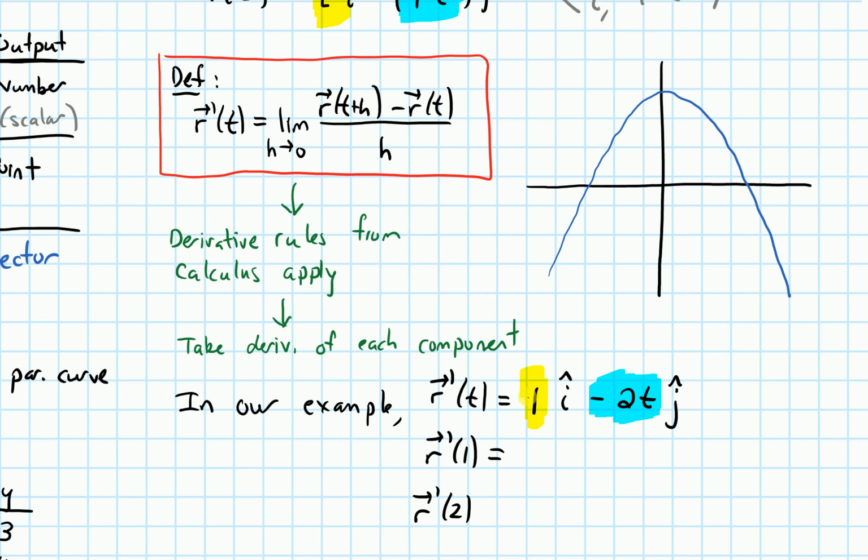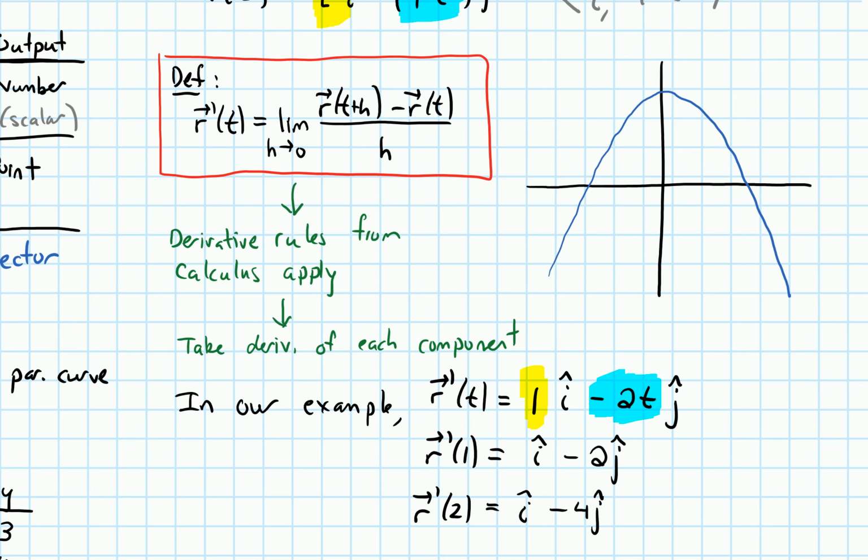So if I plug in 1, well, I'll still get the i hat. There's nothing to plug into there. I just get the 1 in front of the i hat. And then if I plug into the next term, I'll get minus 2 j hat. If I plug 2 into this, I'll still get i hat in the front. And then the next term will be minus 4 j hat.